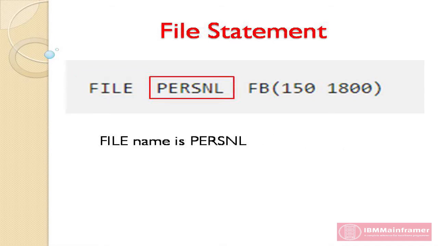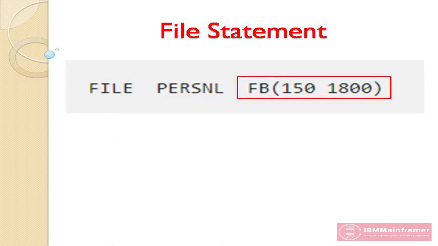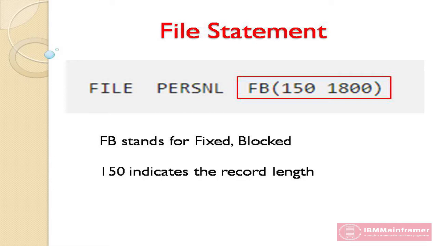The remainder of line 1 is optional. That is, FB150-1800 provides the program with information about how the personal file is stored, which makes accessing the file more economical. The personal file contains fixed-length records of 150 characters that are stored in 1800 character blocks. This is indicated as one parameter, FB150-1800, where FB stands for fixed blocked. 150 indicates the record length, and 1800 indicates the block size. Multiple subparameters must be enclosed in parentheses.